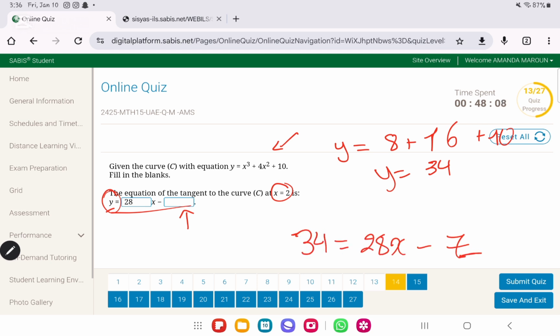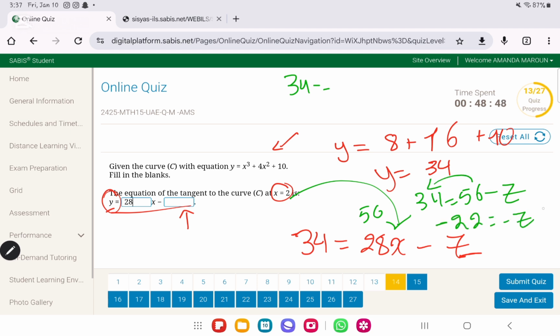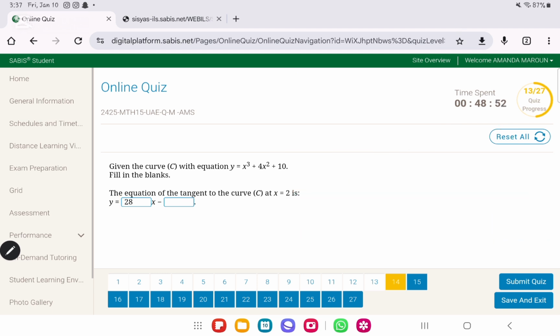Let us say this is z, okay? But how do we find it if we have two unknowns? Actually, we don't have two unknowns. We just need to substitute the 2 over here. So 34 is equal to 28 times x, or 28 times 2, which is 56. So 34 is equal to 56 minus z. Okay, so bring 56 to the other side. Minus 22 is equal to minus z. Then we get that the answer of z is equal to 22. So very simply, this over here is 22.